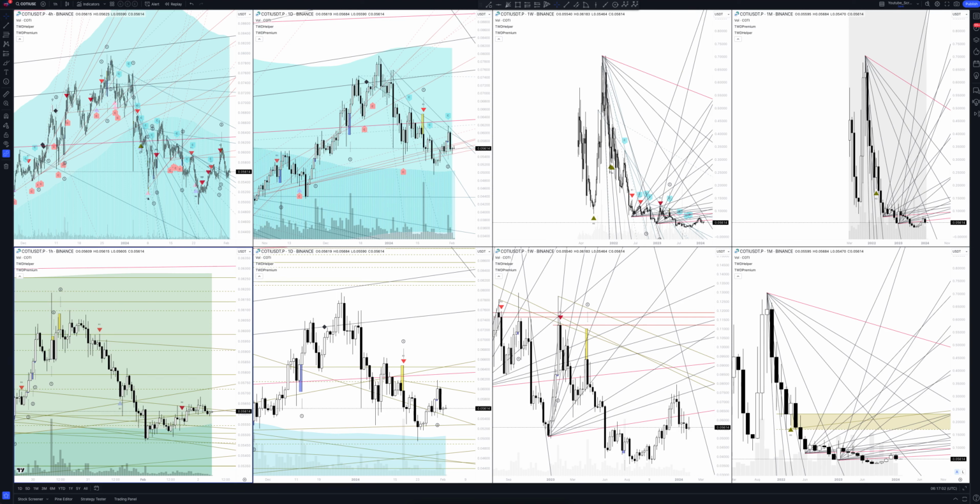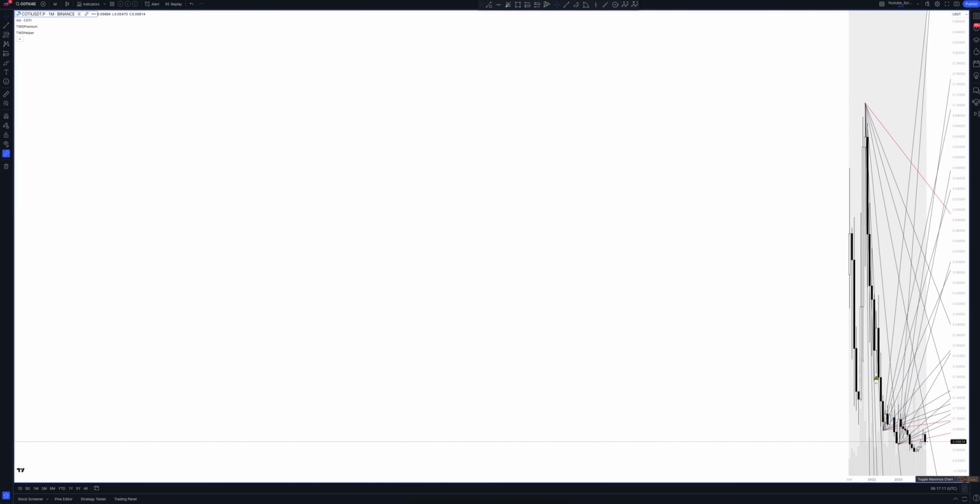Today we will take a look at COTI cryptocurrency. Let's analyze the market situation and find out how you can make money on it. Let's start. We always start our analysis from the global market.